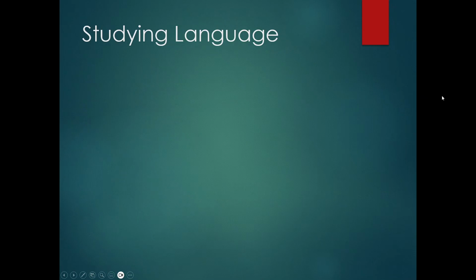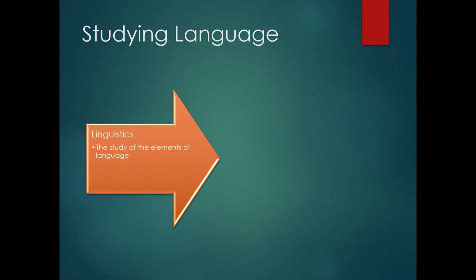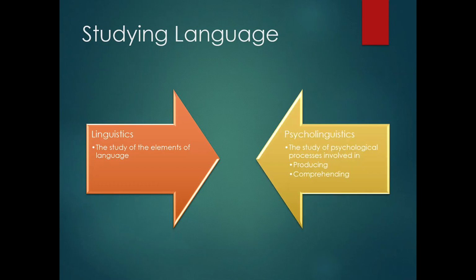So first off, how we study language. This is a really good, important place to start. We have a field, usually in anthropology, that's called linguistics. And linguistics is the study of the elements of language. This is generally in the anthropology department because it's the study of all humans and how they use language to communicate within their culture, things like that. So it's usually an anthropology program.